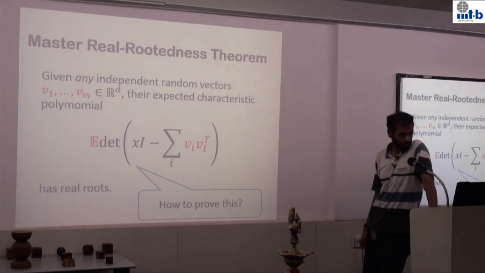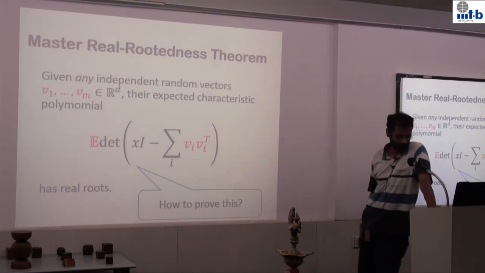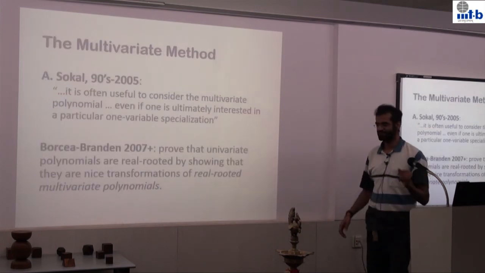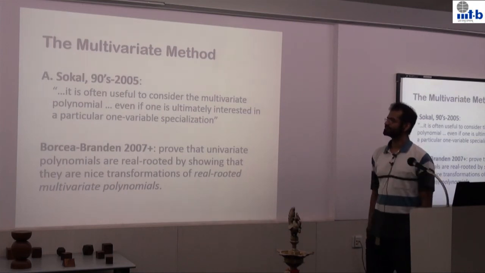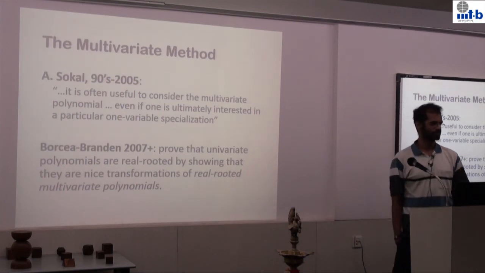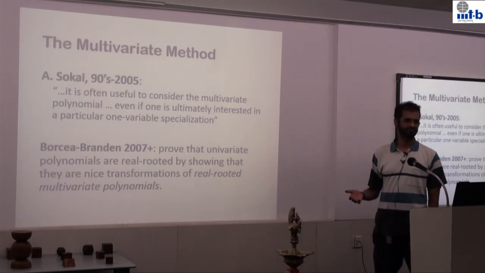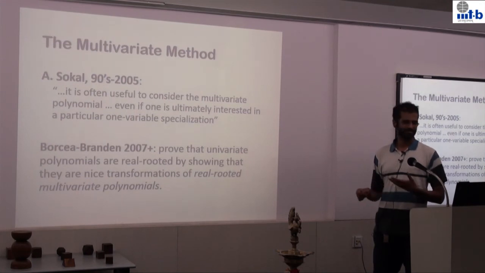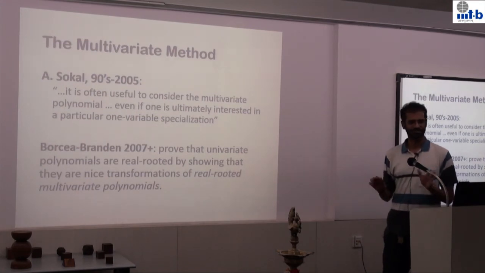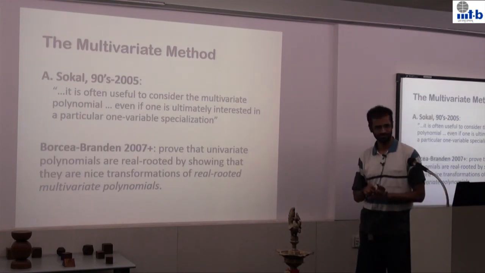But how would you prove something like this? Given such independent random vectors, how do you prove these have real roots? There's this philosophy that has been around in statistical physics for several decades: if you want to prove that a polynomial has real roots, you should not attempt to do it directly. Basically, if you look at the space of univariate real-rooted polynomials, the set of transformations between them is somehow not rich enough. This is a heuristic statement, but it's difficult to prove univariate real-rooted statements.